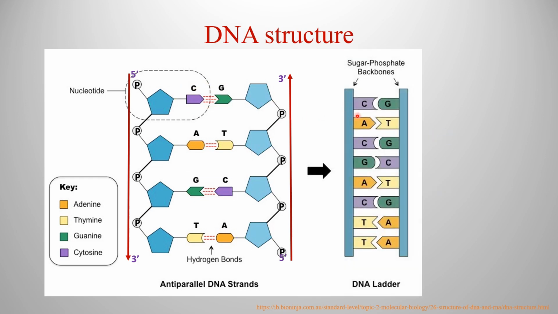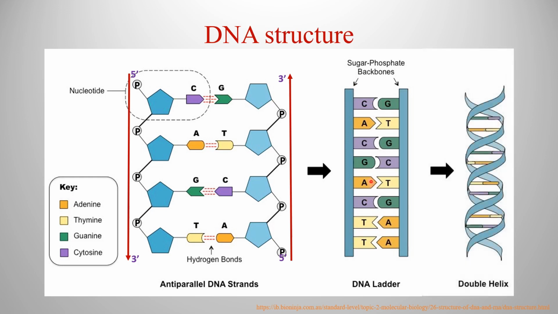And here is the more simplified structure of DNA. This is the sugar phosphate backbone and these are the nitrogenous bases connected to each other. In its native form, DNA looks like this. It forms a double helical structure with both strands coiled around each other.